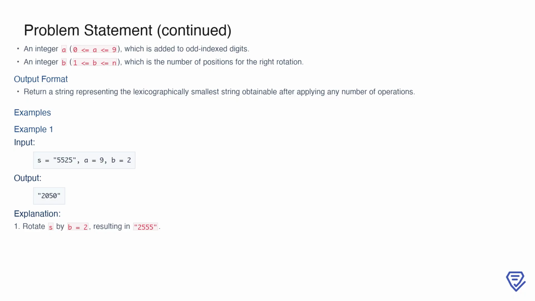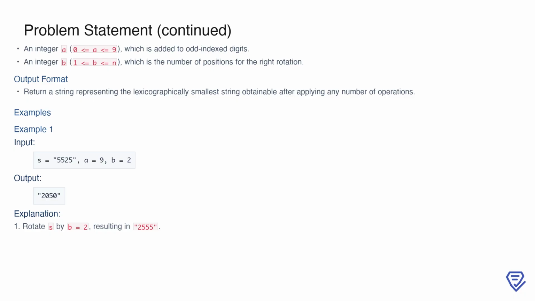The input includes the string S, which has a length n that is always an even integer between 1 and 100. The integer a lies between 0 and 9, and it is the value added to the odd indexed digits during the add operation. The integer b is between 1 and n, and it represents the number of positions for the right rotation. For the output, we need to return a string that represents the lexicographically smallest version of S that can be achieved using any sequence of the given operations.